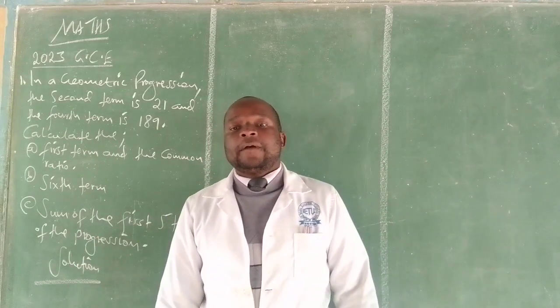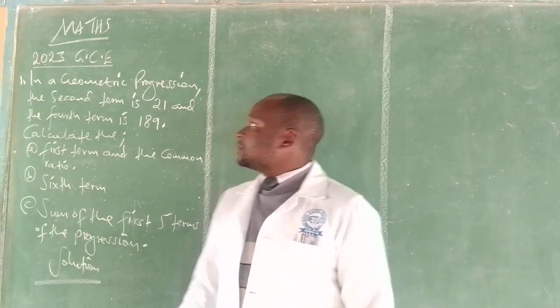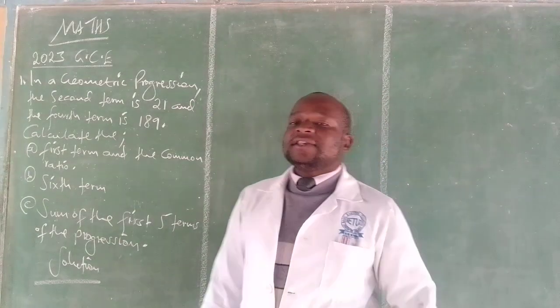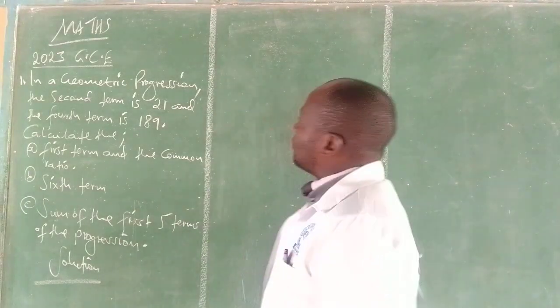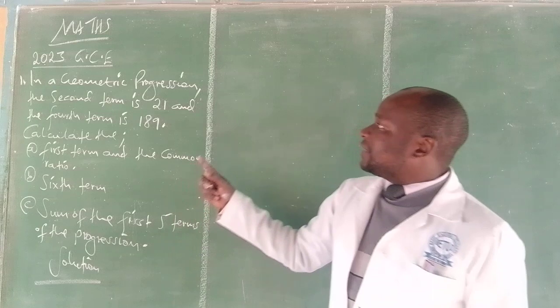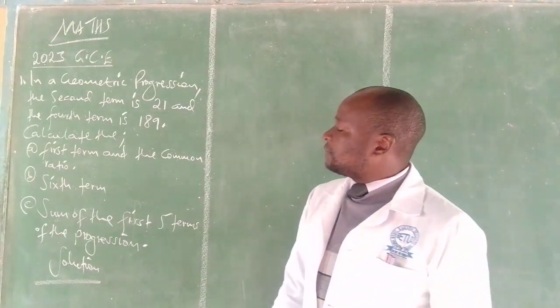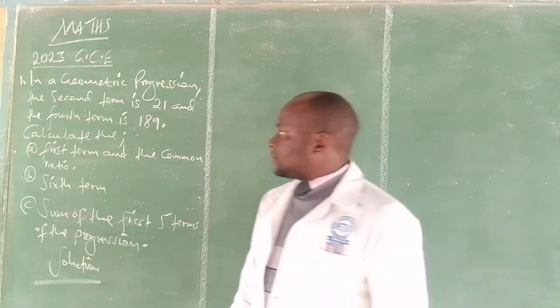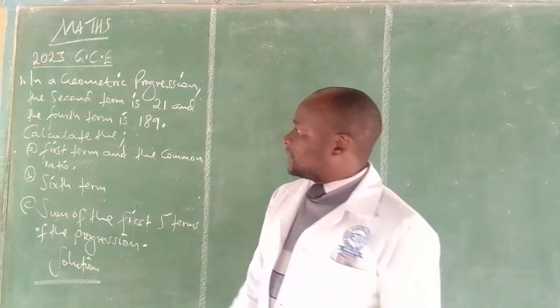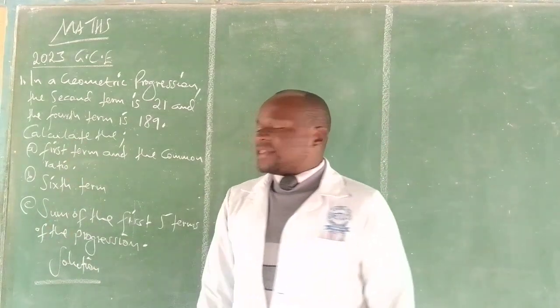We'll be looking at a question from a 2023 G.C.E past paper on geometric progressions under sequences and series. In a geometric progression, the second term is 21 and the fourth term is 189. We are going to find the first term and the common ratio.